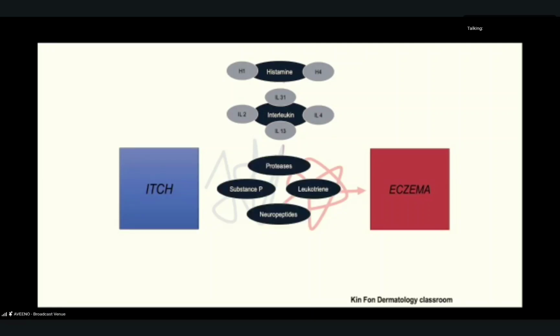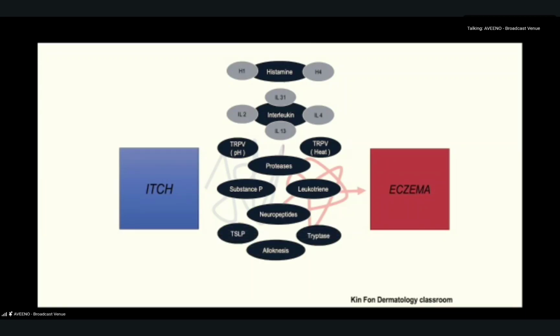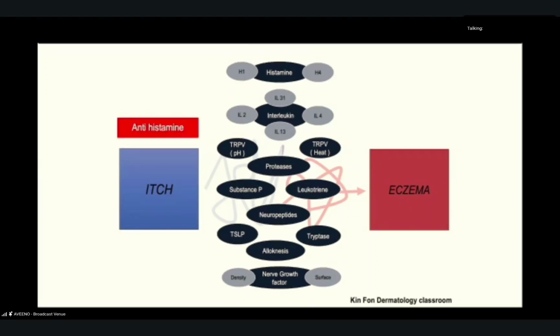Others include the proteases, leukotriene, and substance P neuropeptide. That's the reason why some of the patients do respond to montelukast, but they don't have a very consistent response. Only some of them might respond to it. Others include the TRPV1 ion channel, TSLP, and others like alloknesis, and nerve growth factors that increase the density of the nerve endings. So these are just some of the mediators involved. There are more than this. So unlikely by blocking the H1 receptor, you can block the itch related to atopic eczema.